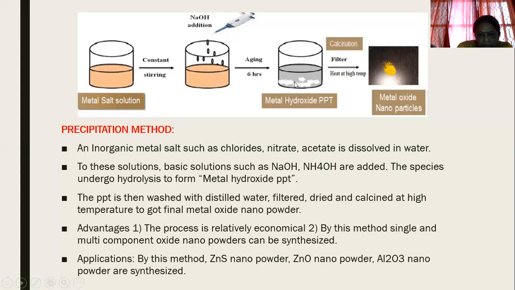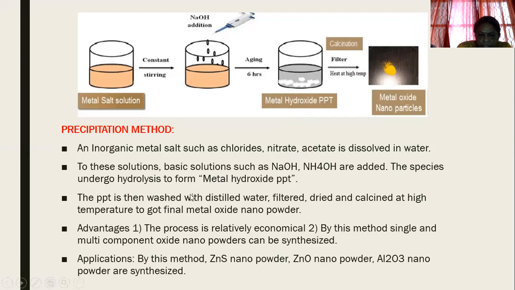Once you get the metal hydroxide precipitate, or for that matter, you may also get metal oxide precipitate, you will have to filter it off. So filter the precipitate, and then this precipitate can undergo calcination or can be subjected to high temperature, so that all the solvent gets evaporated and you get the metal oxide nanoparticles.